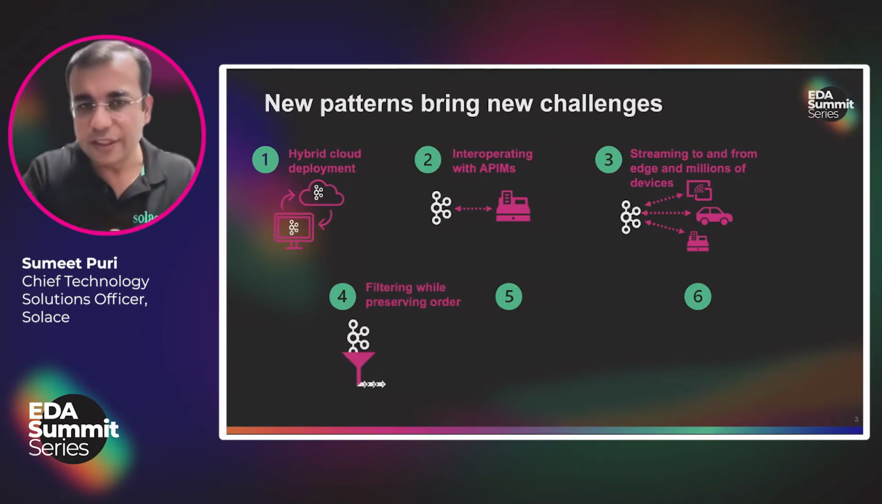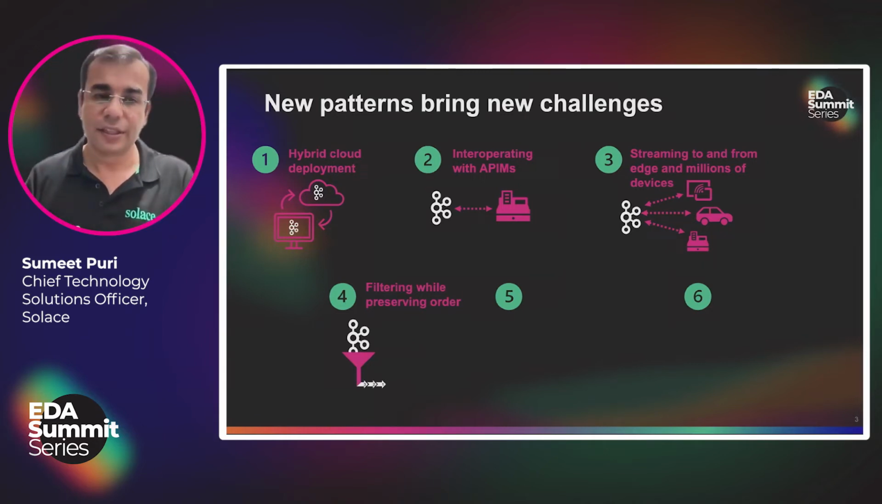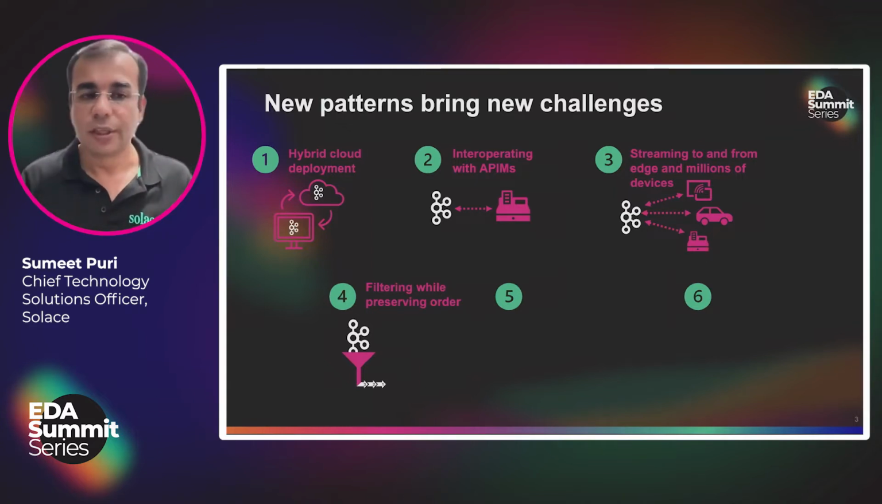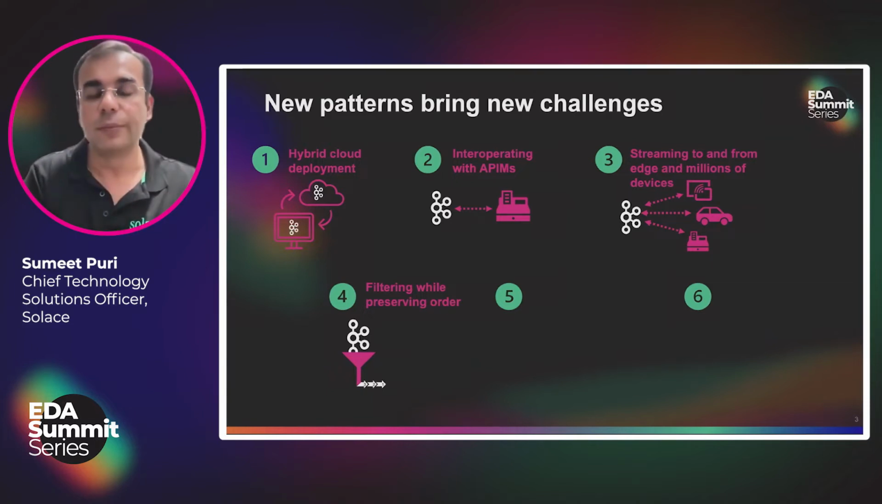And while we see these three different patterns, cloud native, API-based, and IoT integrations, we also have to make sure that from a non-functional standpoint, filtering while preserving order is critical. So only the right amount of data needs to go to the right Kafka clusters or applications and in sequence. You don't want your cancels for a particular order to come before the order. And as you partition some of your data, you want the information to be delivered in the order that you want.